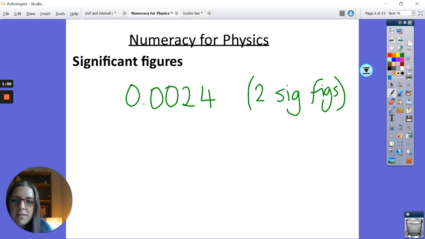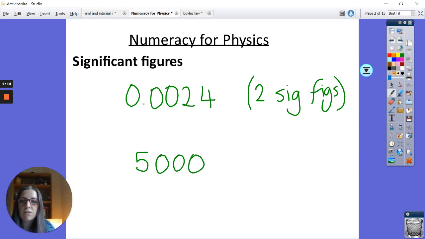The other example is something like 5,000. Those zeros are just there to show the fives in the thousands column. That number could have been rounded from 5,132 or something like that, and it's become roughly 5,000. So that has one significant figure.